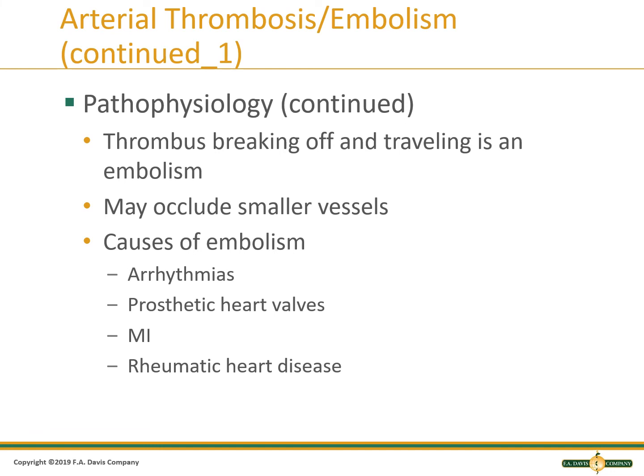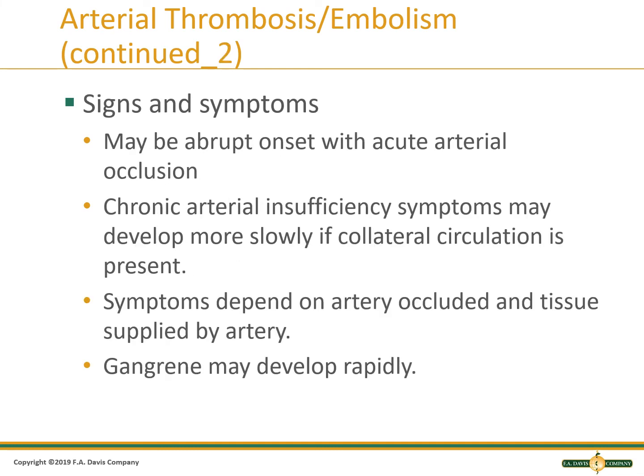Some causes of an arterial embolism are arrhythmias, prosthetic heart valves, MI, and rheumatic heart disease. Usually, the onset of symptoms is abrupt with acute arterial occlusion, unless collateral circulation has developed that is able to supply some blood to the occluded areas. Symptoms depend on the artery occluded, tissue supplied by the artery, and presence of the collateral circulation. Typically, there will be decreased movement in the affected extremity. The extremity may be pale, mottled, and without pulses distal to the occlusion. It could also feel cool to the touch.